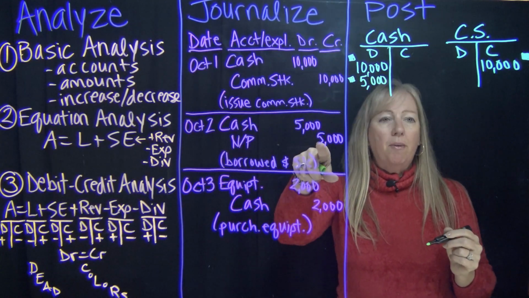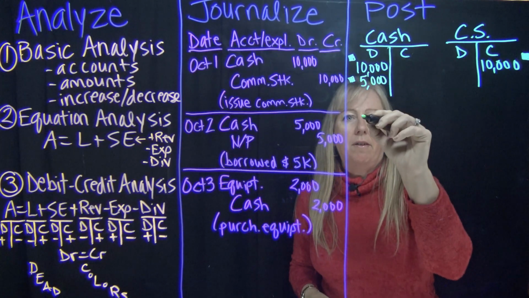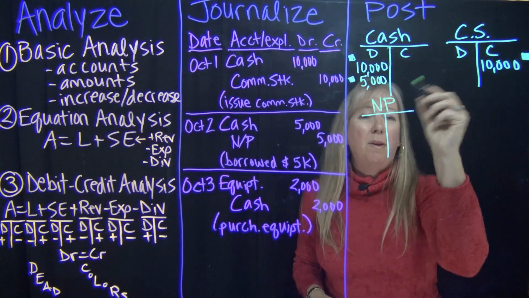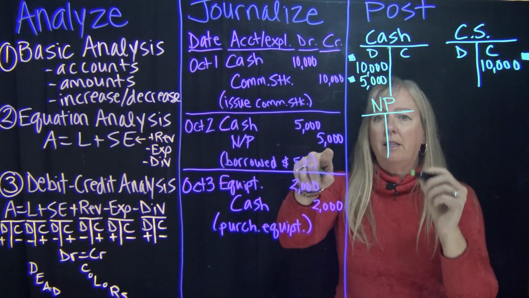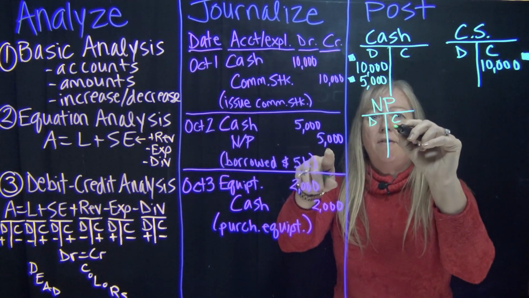And then for notes payable, I need to credit it for 5,000. Let's make a little notes payable T account. This would be already set up for you. You just need to fill in the boxes. This is going to be on the credit side for 5,000.